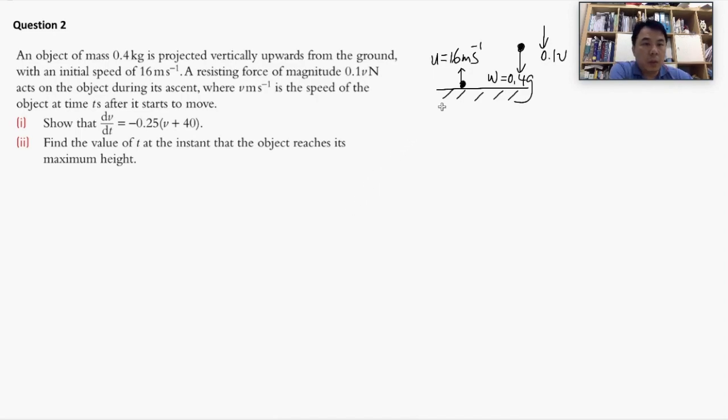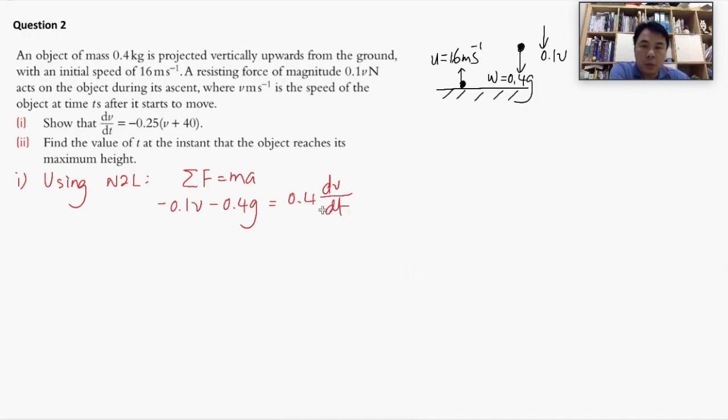Now, just like question number 1, by using Newton's second law, we know that the resultant force is directly proportional to its acceleration. The only resultant force here is negative 0.1 v and then negative 0.4 g, which will yield 0.4 dv/dt here. Okay, again, to rearrange this neatly, I'm going to write in this form.